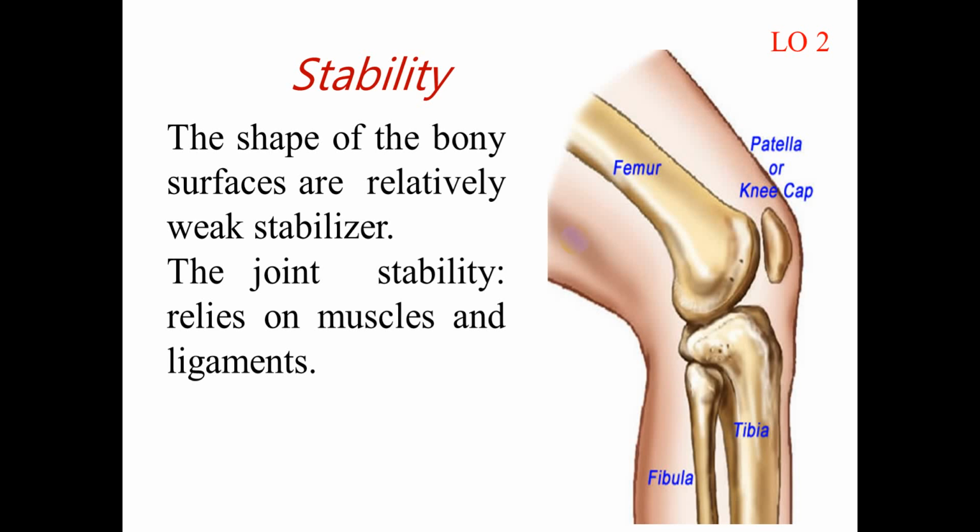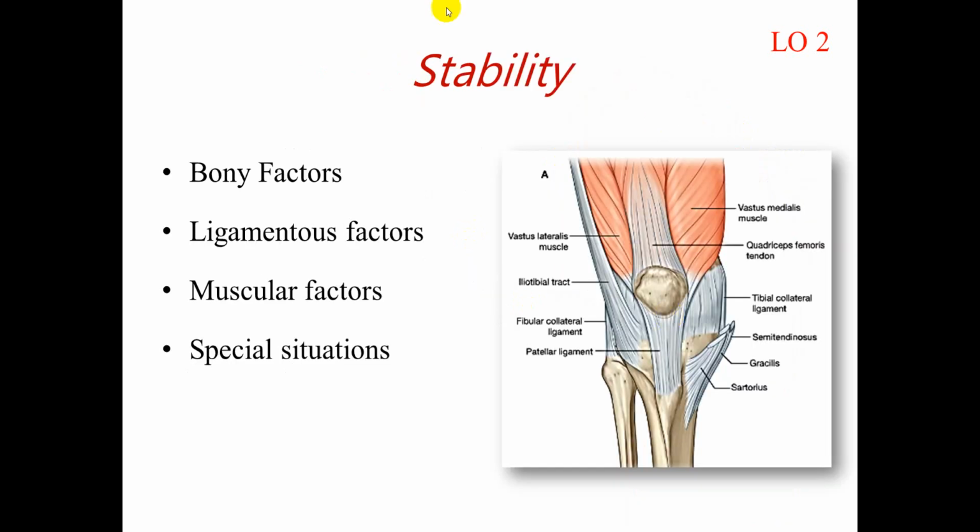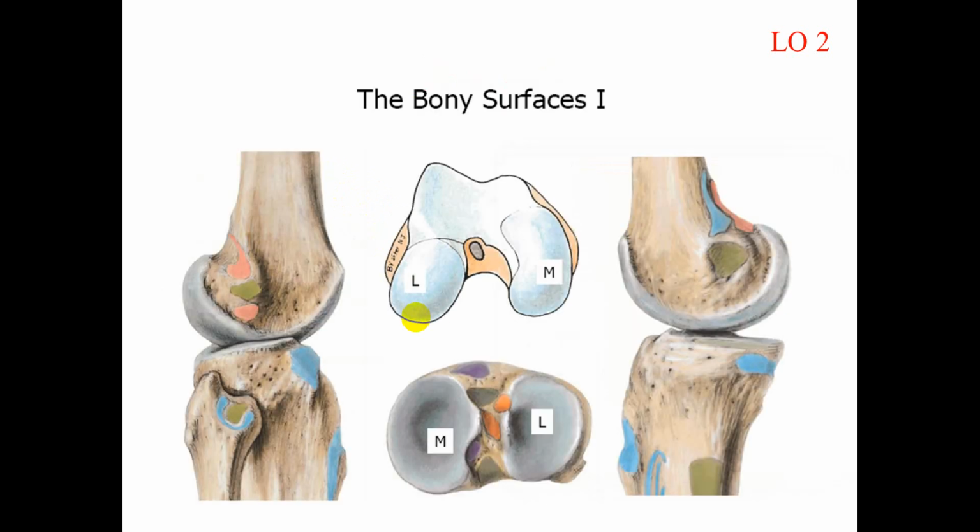Regarding the stability of the knee joint, as you see, the shape of the bones makes their role in the stability of the joint weak, so the stability depends mainly on the muscles and ligaments. In general, the stability depends on bony factors, which are weak stabilizers, ligament factors, and muscular factors, and we have a special situation that has a role in the stability of the knee joint.